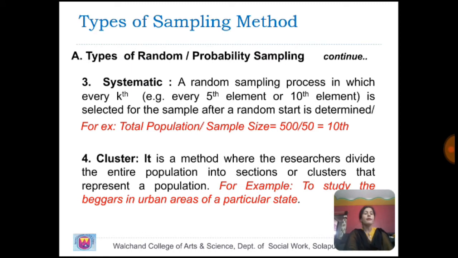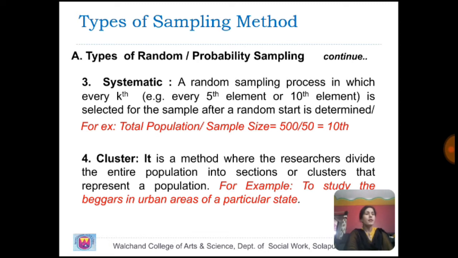The third type of random sampling method is systematic. Here, in the systematic random sampling process, every kth element, that is, it may be 5th or 10th or 15th or 12th, 20th, depends on the number of the sample that needs to be incorporated in the study. So, dependent on that, every kth element is selected for the sample after a random start is determined.